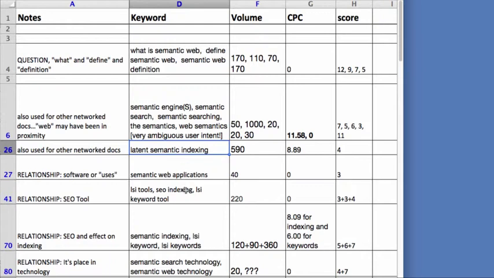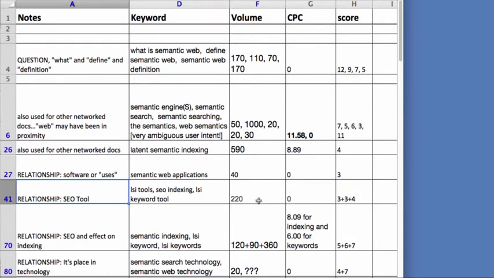So that's important. Then I also mention here software or uses. So this has to do with semantic web applications. And of course, the person writing it needs to look a little bit, but there is software that helps to both find the semantic associations on different websites, not necessarily for SEO purposes, which is what I've been focused on here. Also here is SEO Tool.